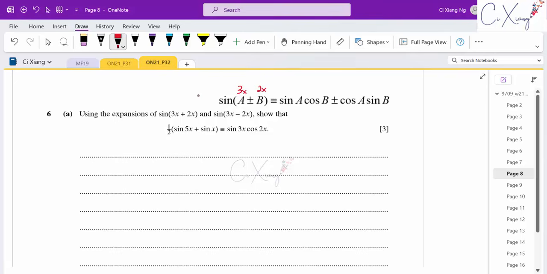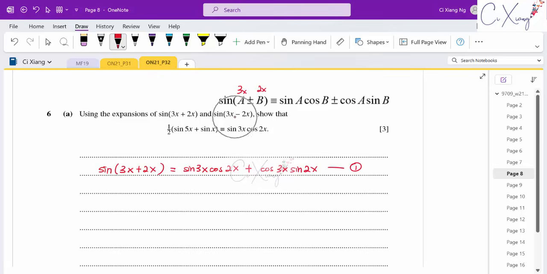Okay, so they ask us to expand this one first. So by right, I will want to expand it first. So when I'm having sine 3x plus 2x, right? 3x is A, 2x is B. So when I expand it, I will have sine A cos B, so sine A cos B, and then plus, it is plus. Then I will have cos A sine B, so cos A sine B, sine 2x.